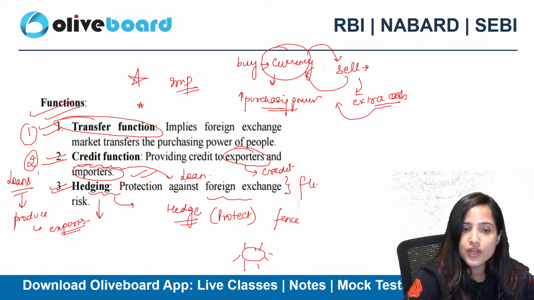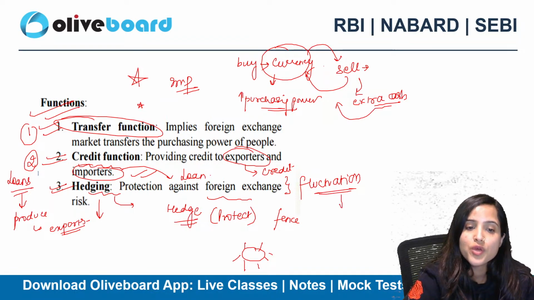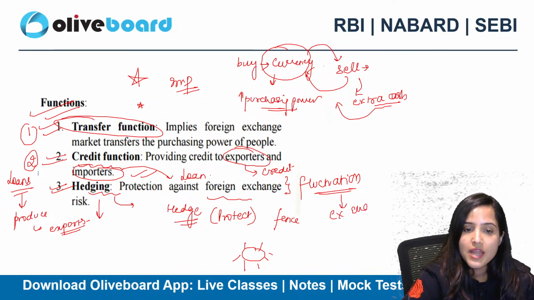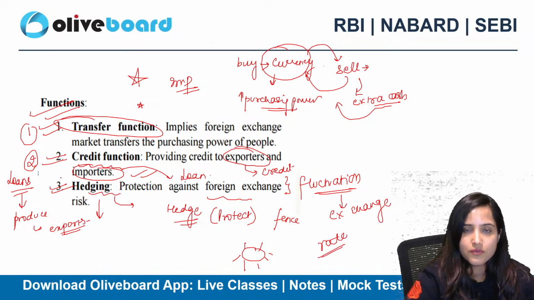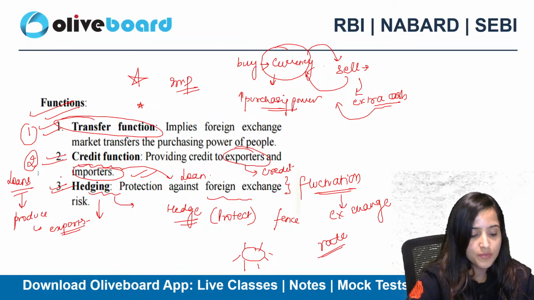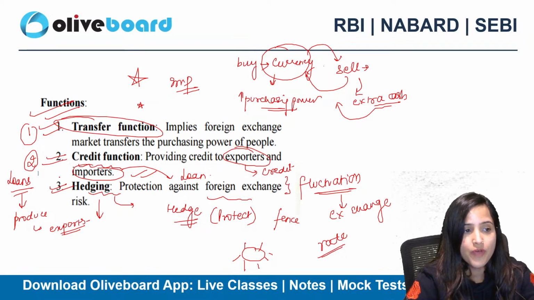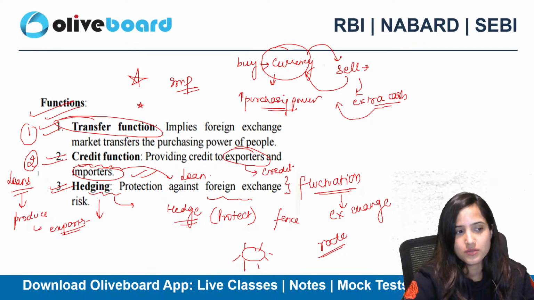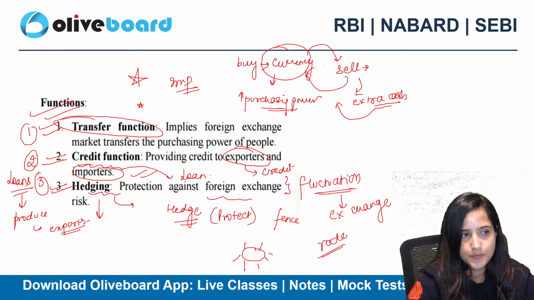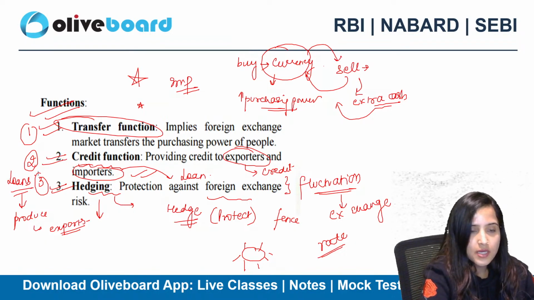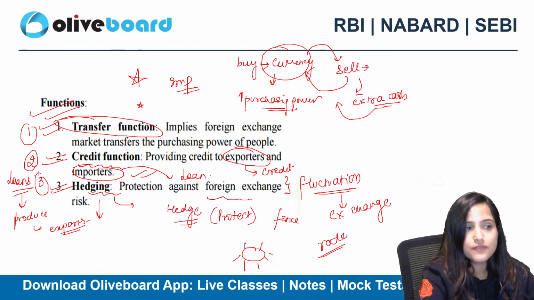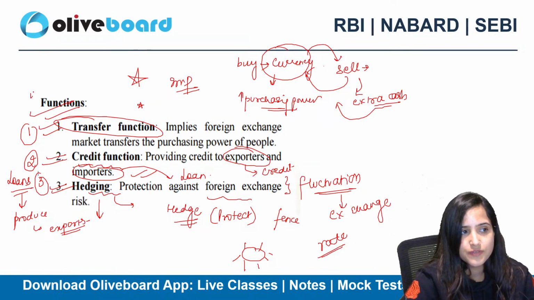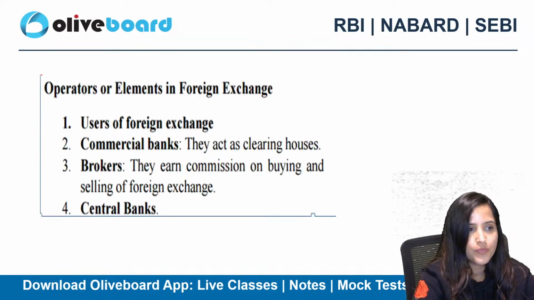If you think there's going to be fluctuation in the exchange rate, then another function that the foreign exchange market performs is providing the facility of hedging, that is protecting your risk. Okay, clear? So these are the functions. You have to remember these functions: transfer function, credit function, and hedging function.